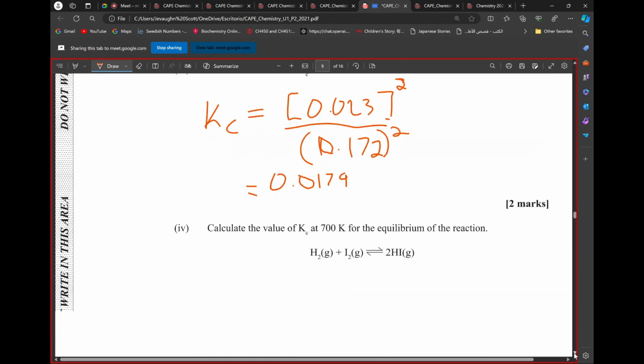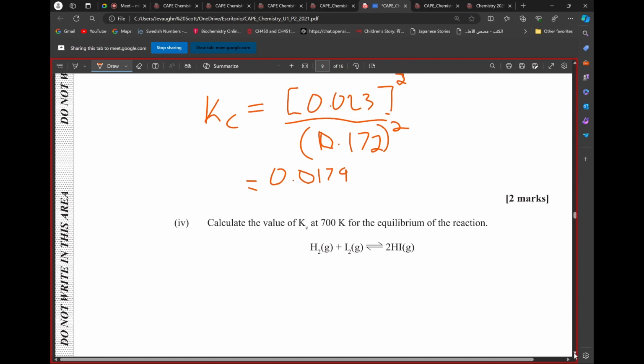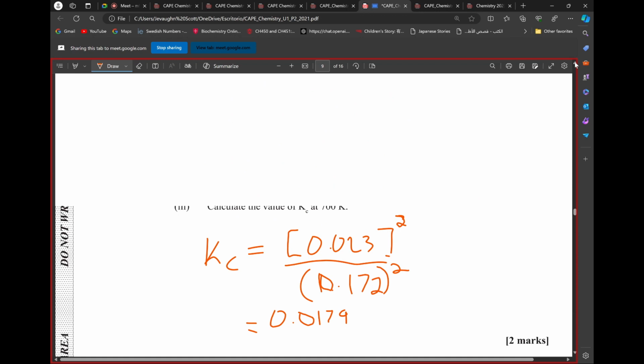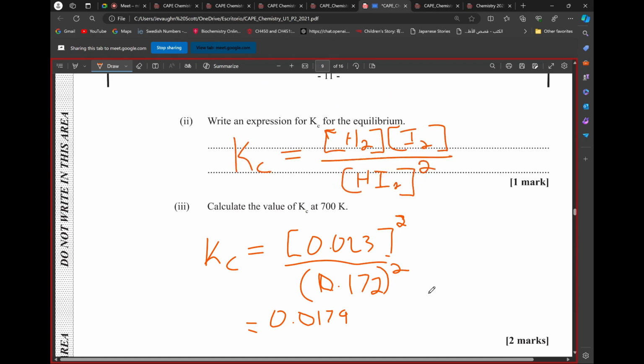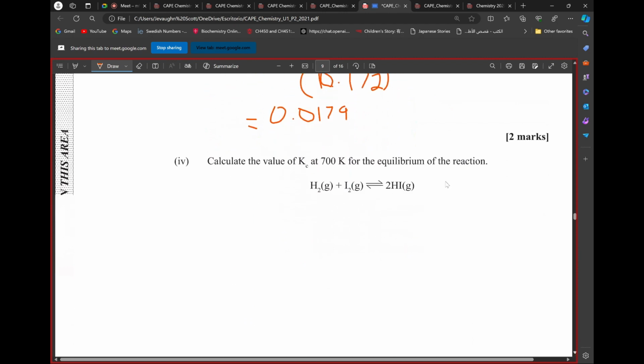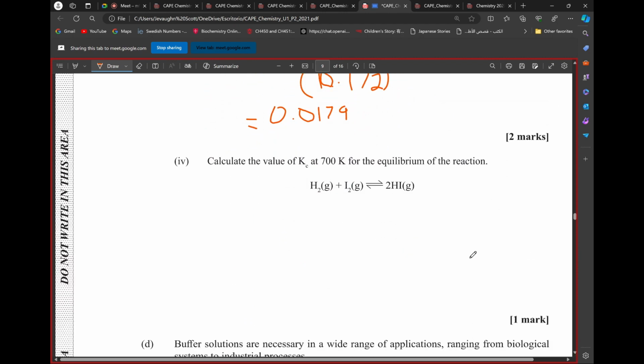Alright. Usually they cancel out. Does Kc always cancel out? No. If the bottom wasn't squared, it wouldn't cancel out. Right, but the bottom is squared. No, it doesn't always. Alright, lovely.